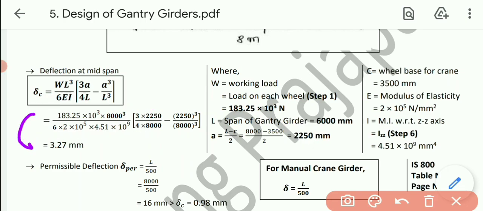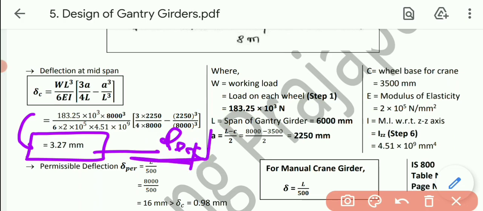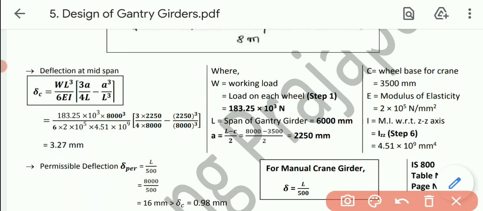By simplifying the term, I will get 3.27 mm. What does it indicate? If we are putting the crane girder exactly at the center of the gantry girder, then this deflection is produced. So this is our requirement criteria. Now let's see how much the code is permitting. For that we will go to the code.